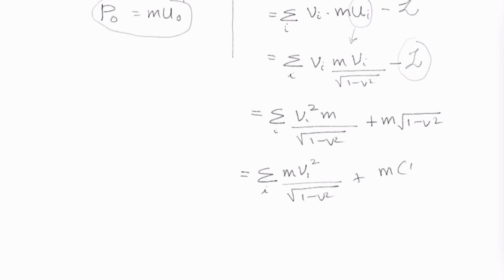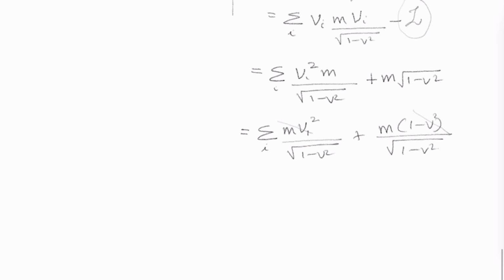To simplify this, let's divide and multiply this term by 1 minus v squared, so we get everything under one denominator, square root of 1 minus v squared. So this thing becomes m minus mv squared. This is mv squared, so mv squared cancels off. And the answer is h equals m times 1 over square root of 1 minus v squared.